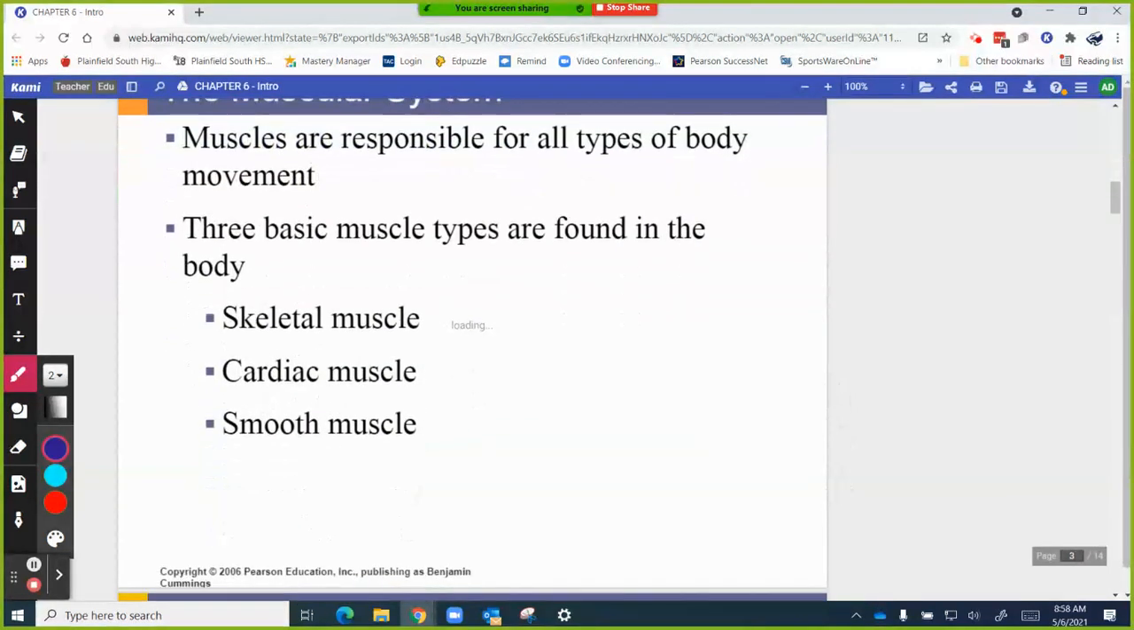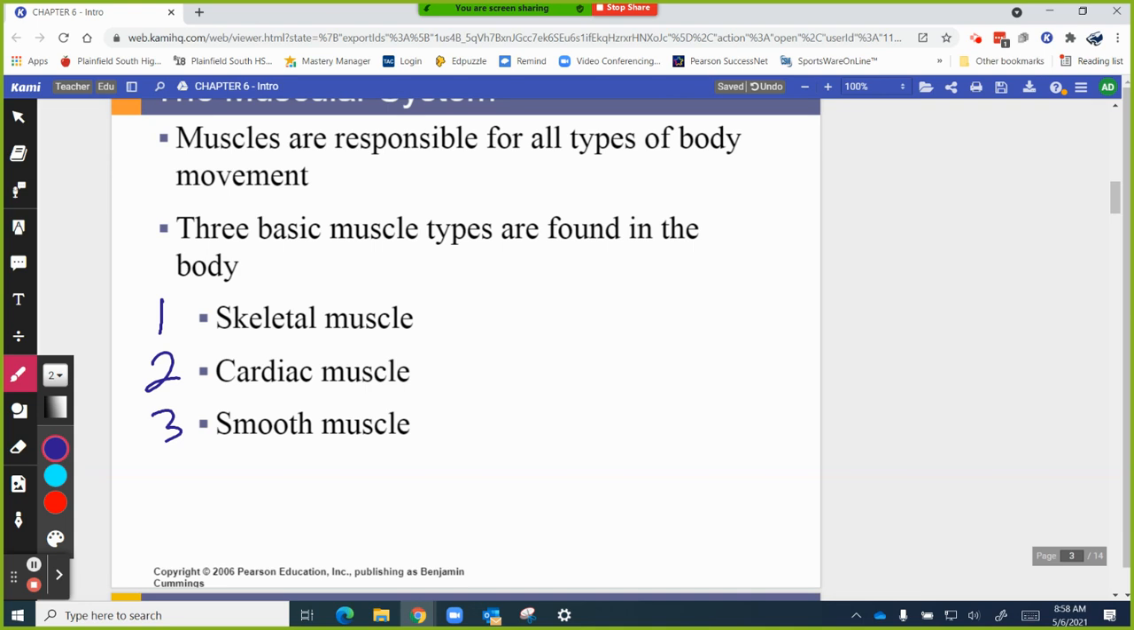With the muscular system, we've got three basic types of muscle tissue. We're going to talk about each one of them in just a second. We've got skeletal muscle, smooth muscle, and cardiac muscle. We're going to spend most of our time in this unit talking about skeletal muscle. We've already talked a little bit about cardiac during the heart unit, and somewhat about smooth muscle during the digestive unit. But we're going to primarily spend most of our time with skeletal muscle during this unit.